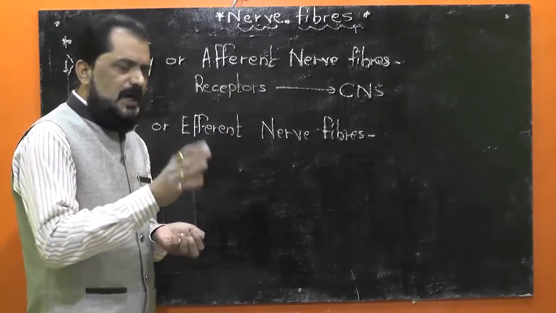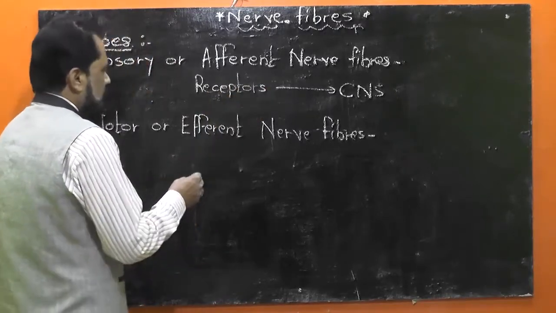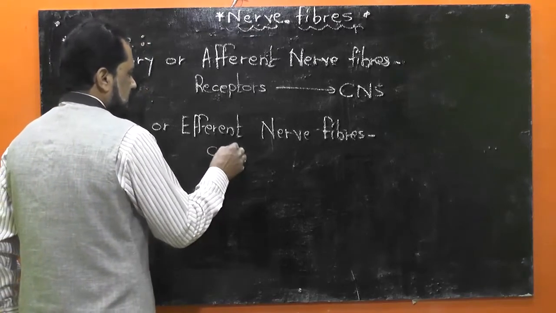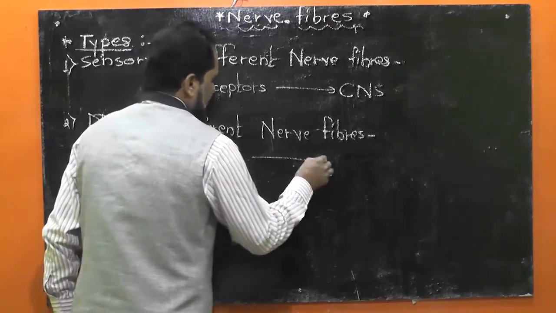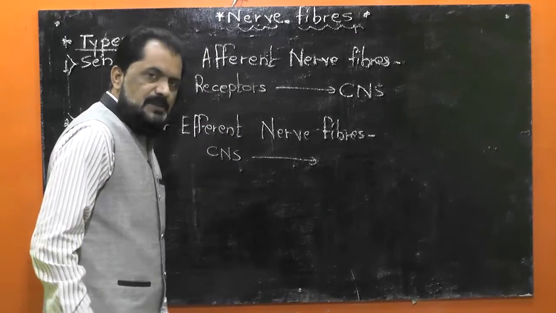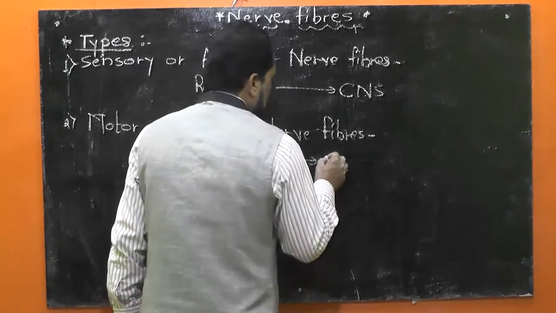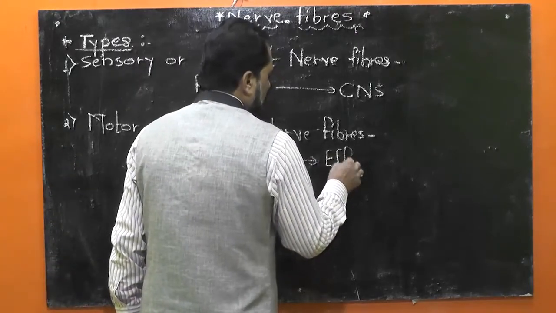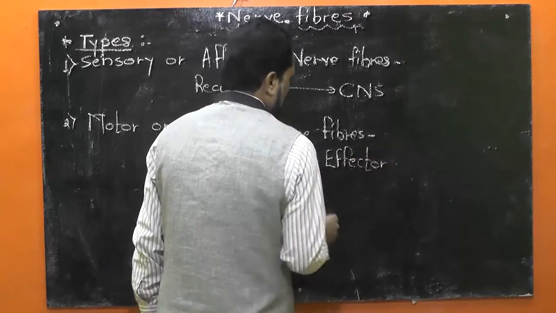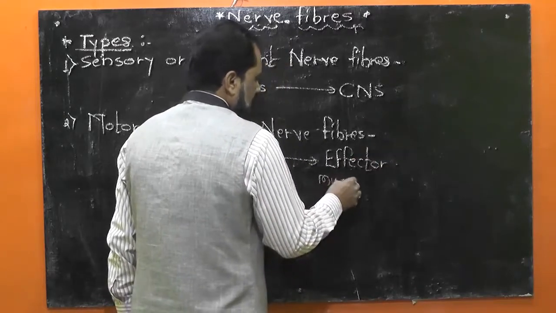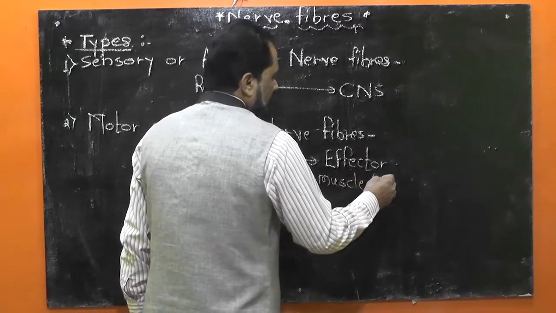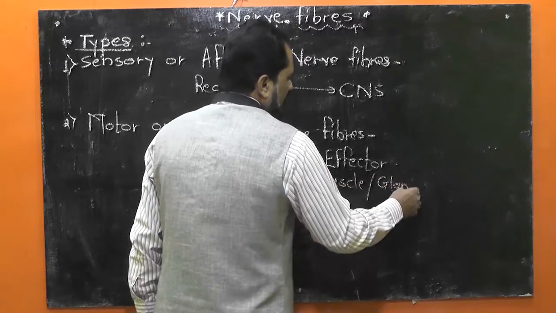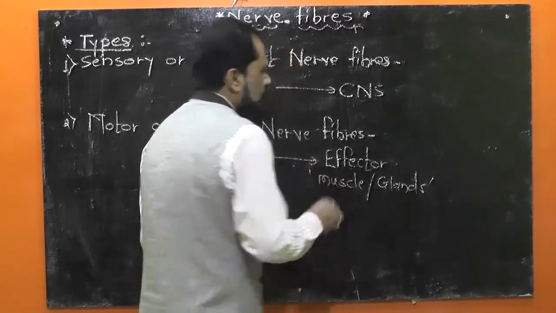On the contrary, those nerve fibers which conduct impulses away from the CNS, that is from the central nervous system, to the effector organs. These effector organs are mostly in the form of muscles or in the form of glands.